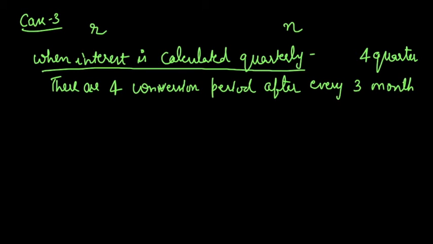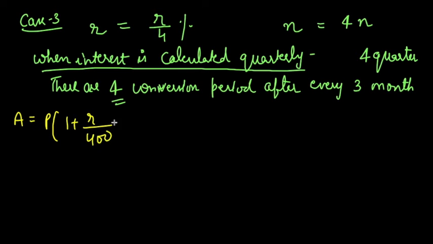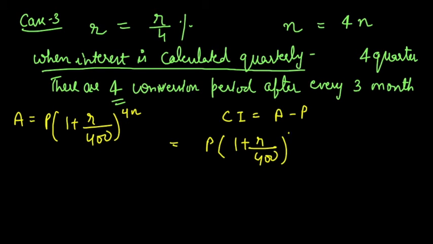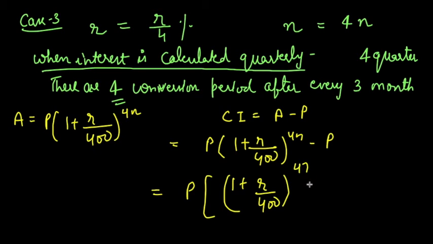So the rate which was R now becomes R by 4%, and n becomes 4n, because there are 4 conversion periods now. So if you write the formula, the amount will be principal times 1 plus r upon 4 into 100, means 400, raised to the power 4n, right? And then compound interest will be amount minus principal. If you write 1 plus r upon 400 raised to the power 4n minus P, take P as common. What will be here? 1 plus r upon 400 raised to the power 4n minus 1.